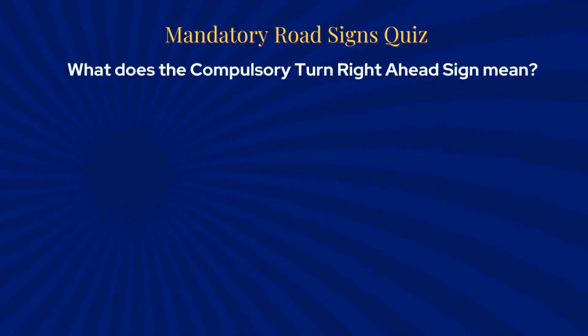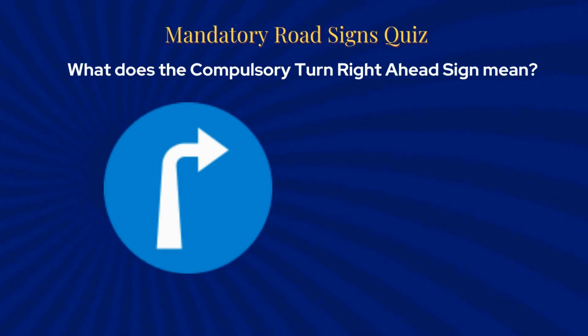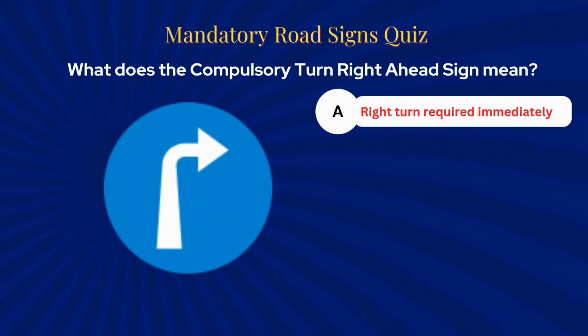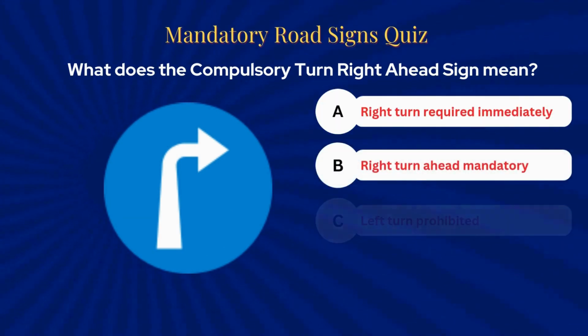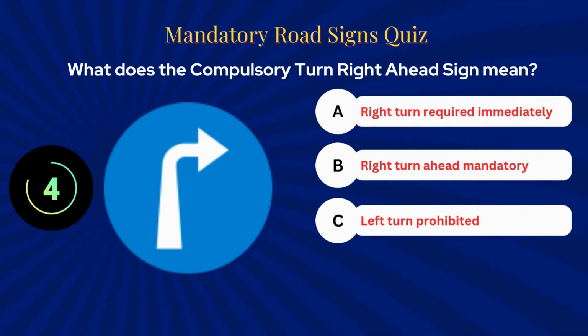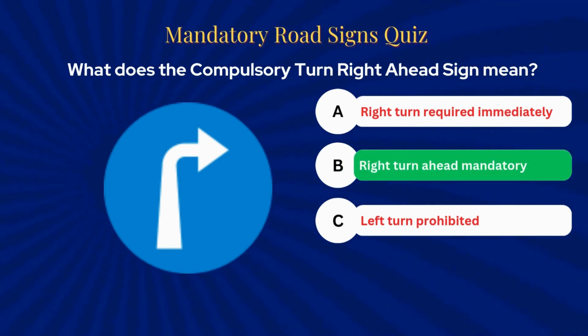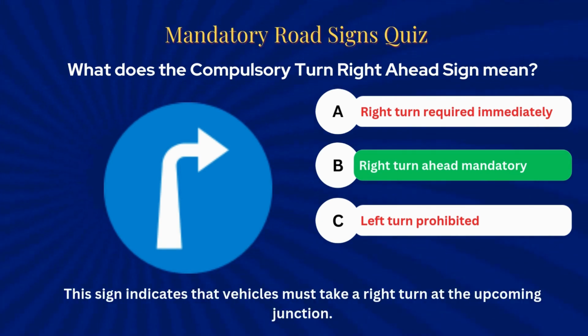What does the compulsory turn right ahead sign mean? Options are right turn required immediately, right turn ahead mandatory, and left turn prohibited. Answer is right turn ahead mandatory. This sign indicates that vehicles must take a right turn at the upcoming junction.